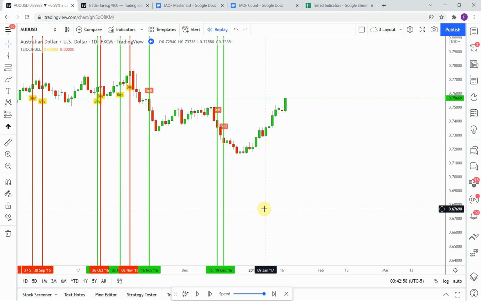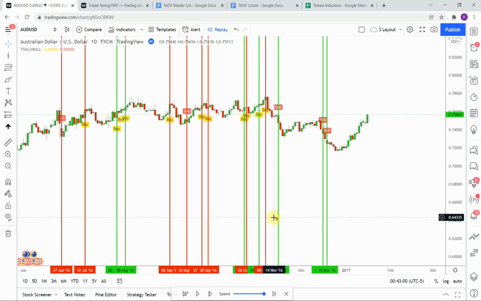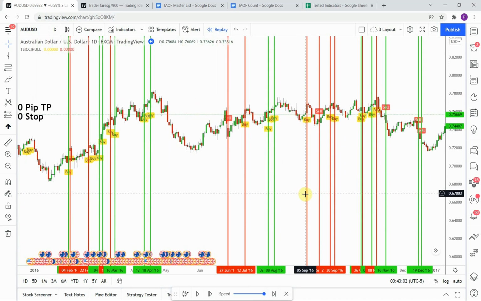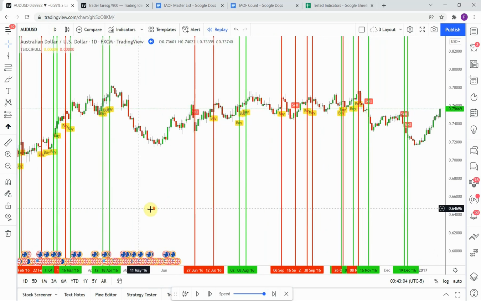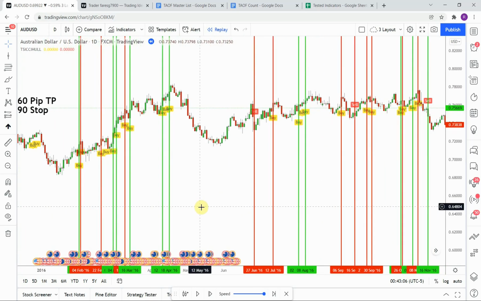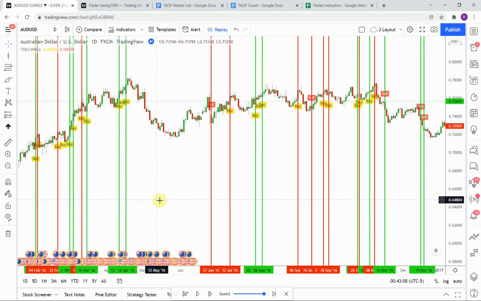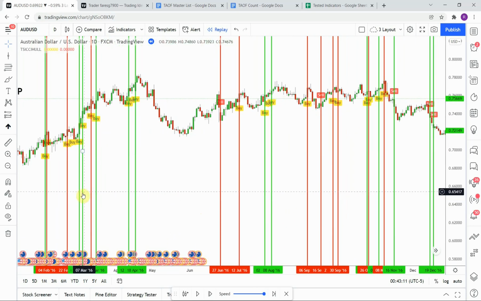All right, so let's go ahead and take a look at our indicator here. Everything in focus. All right, so let's go ahead and count these out and see what we get out of this.